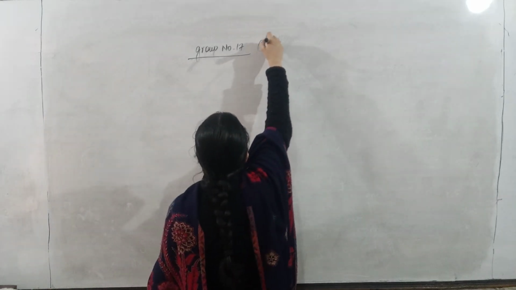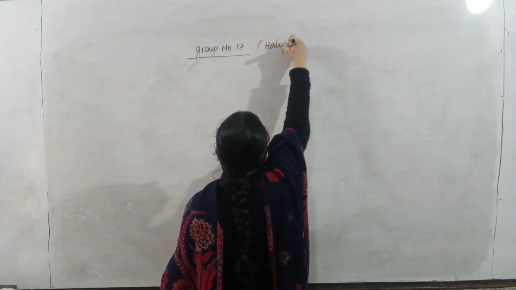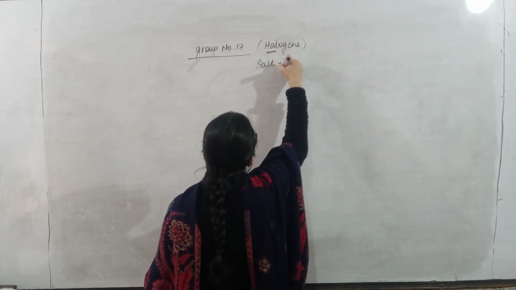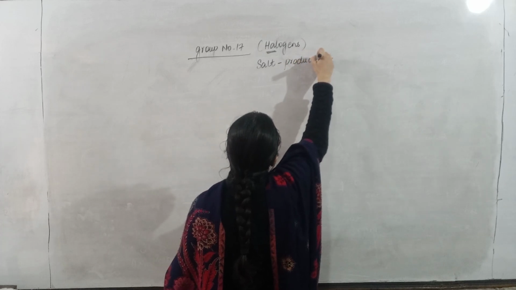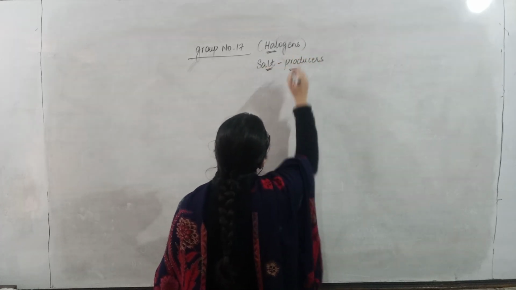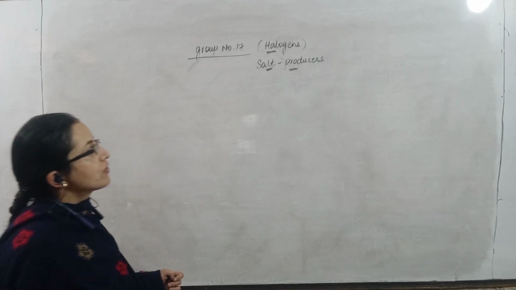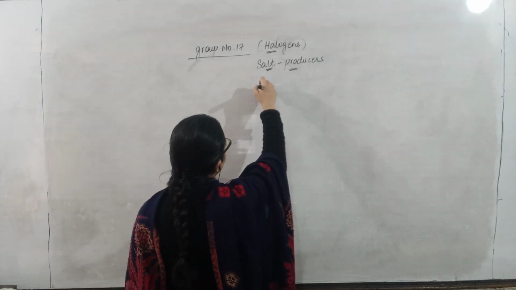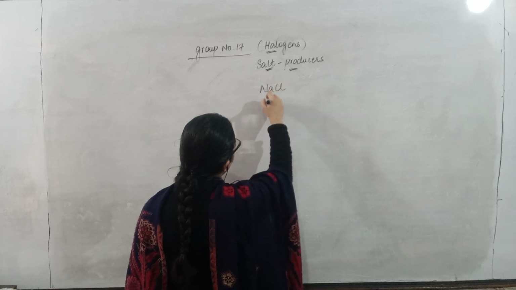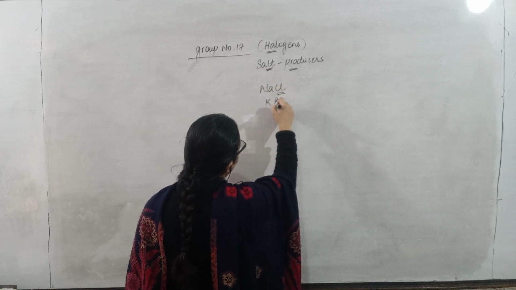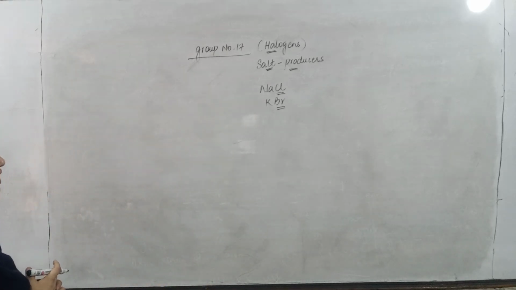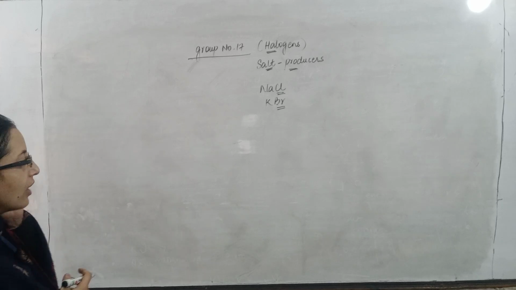So group 17 includes the halogens. Halo means salt and gene means producer. Generally most of the salts are in the form of chlorides, bromides. If you look at most of the salts like sodium chloride, potassium bromide, halide ions are involved. Since most of the salts are in the form of halide ions, they are generally called halogens.